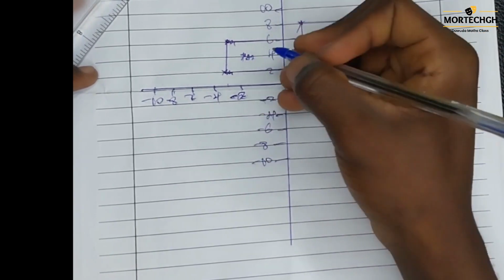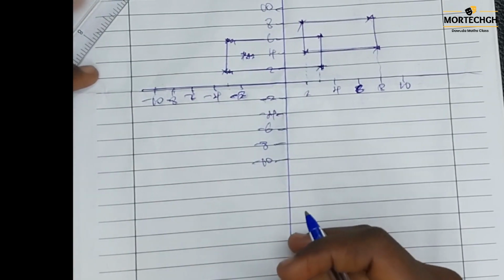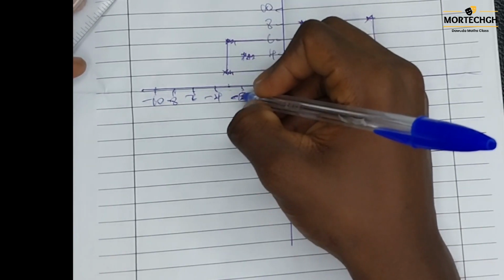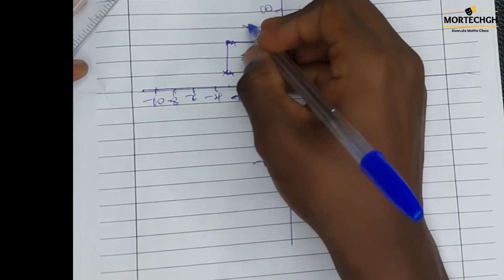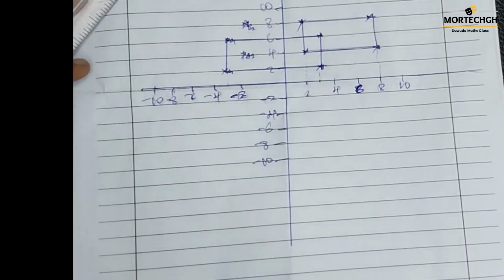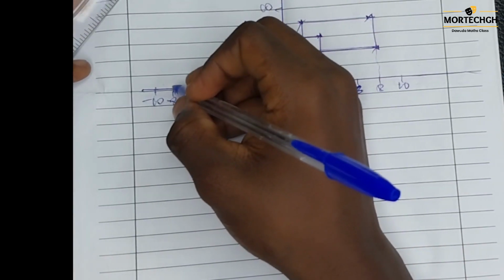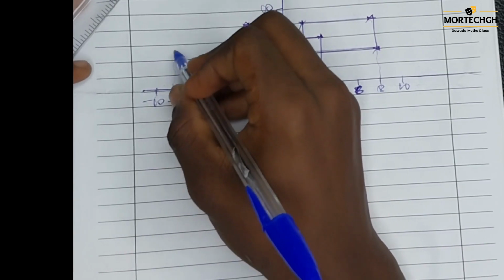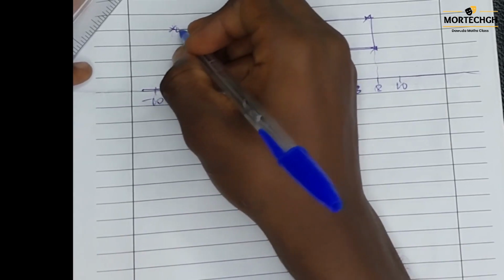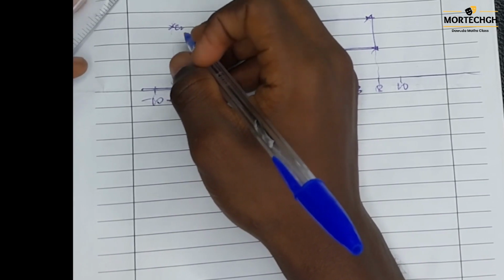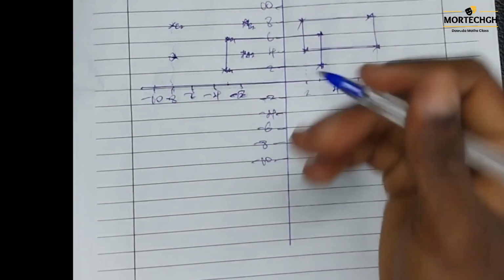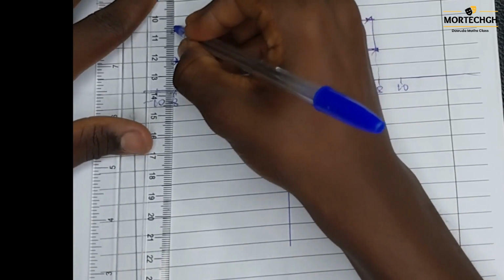That's A2. And then we have B2, which is (-2, 8). So we have (-2, 8) to be here. And then C2, which is (-8, 8). So we have negative 8 here. And this corresponds to 8 at the top there. And the last one, D2, which is (-8, 4). So minus 8 here, and then 4 there. So we have another rectangle like this.